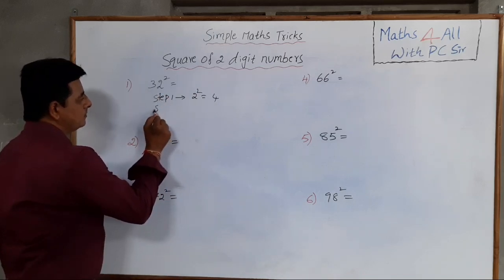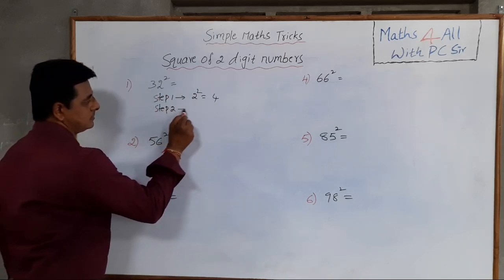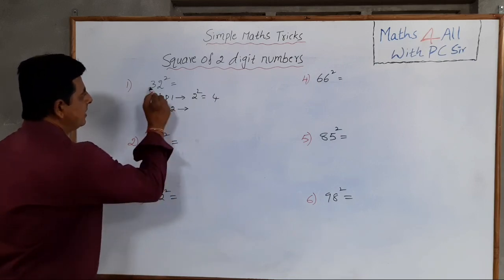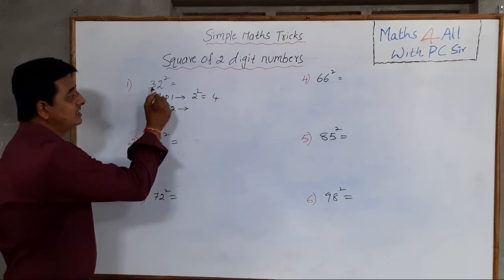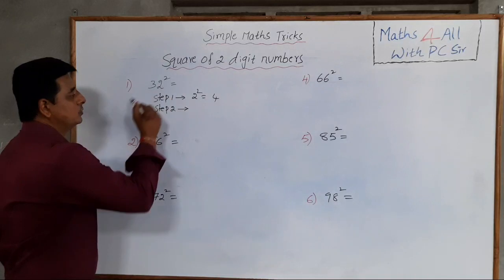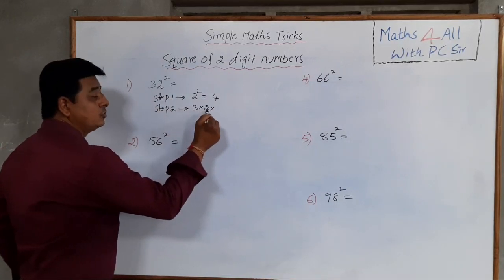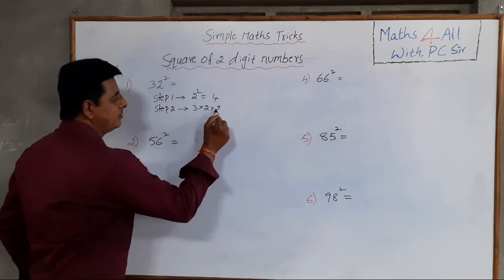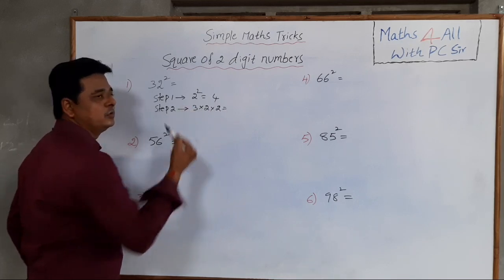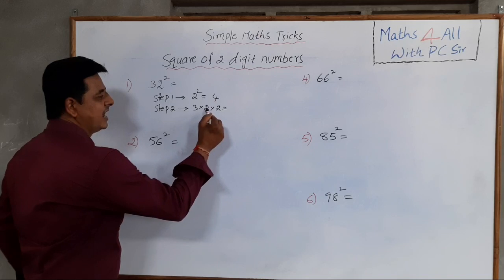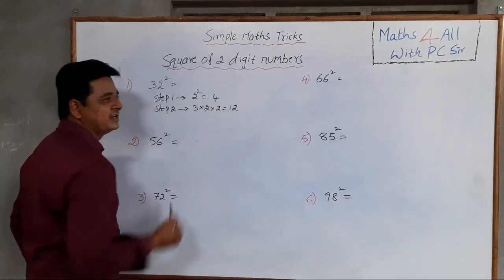Then next, step 2. Just multiply these digits. What are the digits you are looking at? 3 and 2. 3 into 2, that is 6. And just double it: 3 into 2 into 2. 3 2s are 6 and 6 2s are 12. It is the second step.